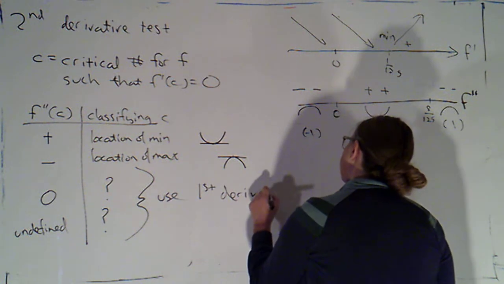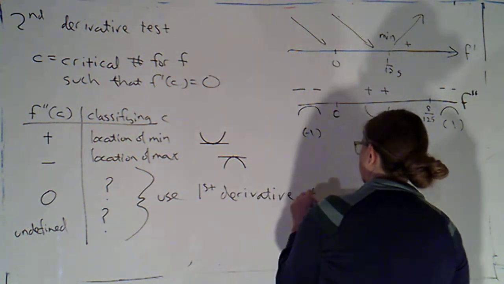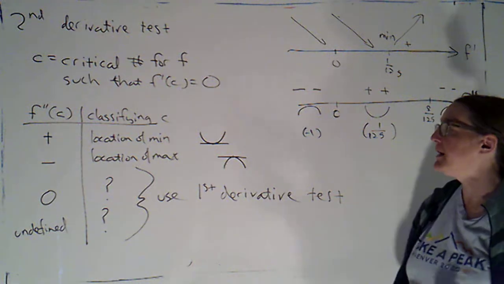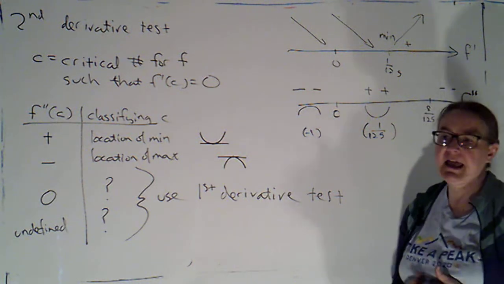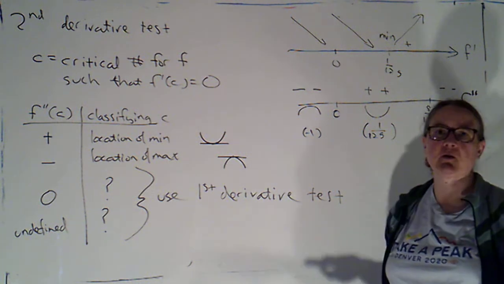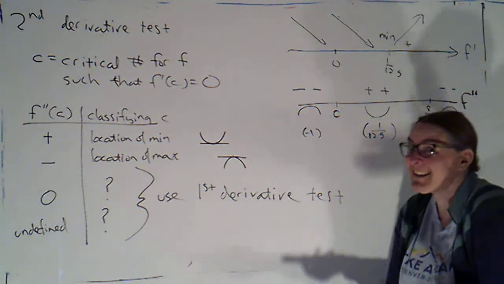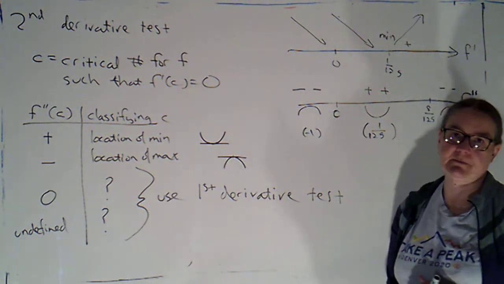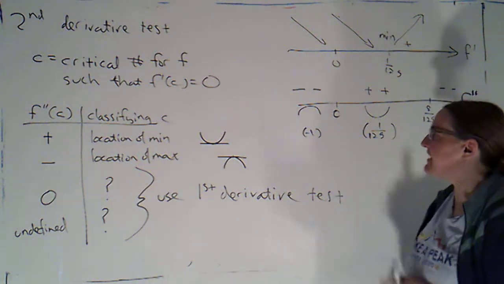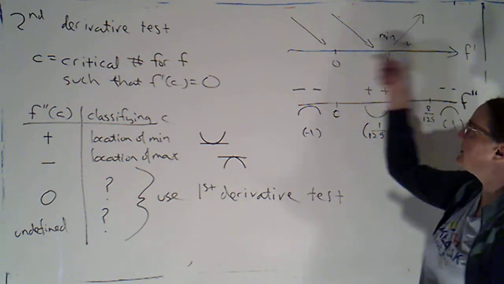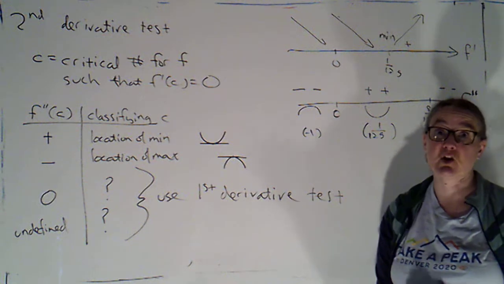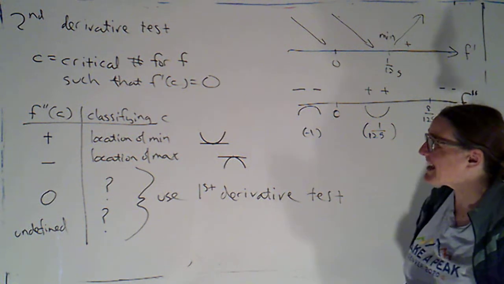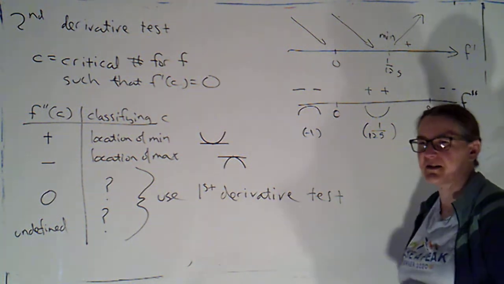So the first derivative test works every time to figure out whether a critical number is a location of a max or a min. As a general rule, it's my go-to, because I've got to take the first derivative anyway in order to find my critical numbers. And it's not too difficult usually to create this number line, and I know it's going to work. Whereas the second derivative test doesn't work every time. It just works some of the time.